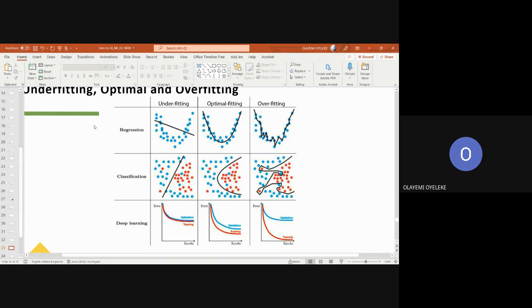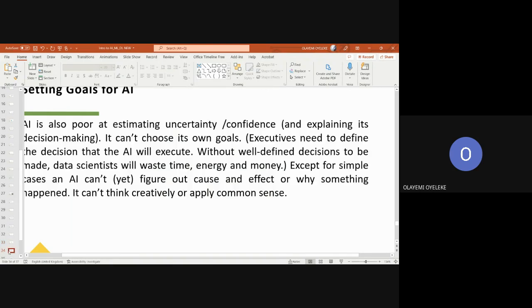So that is what we mean by underfitting and overfitting. Underfitting is when your model does not learn well from the data. Overfitting is when your model learns too well from the data and becomes useless for new predictions. It memorizes the training data too well, and you can't use it on your test data, because once you try to use it on the test data, the performance will drop.